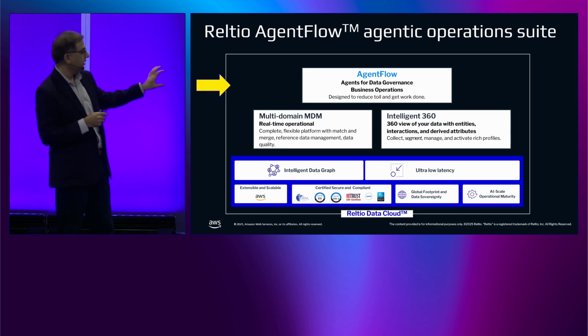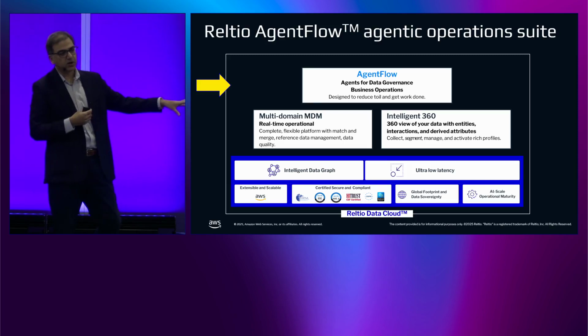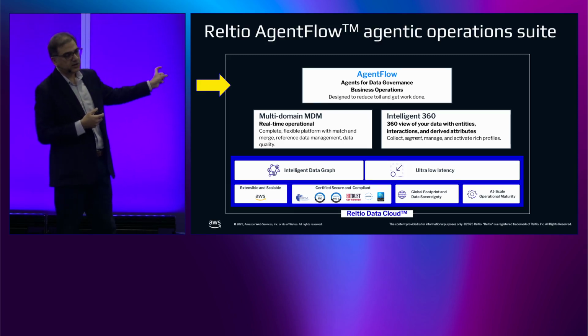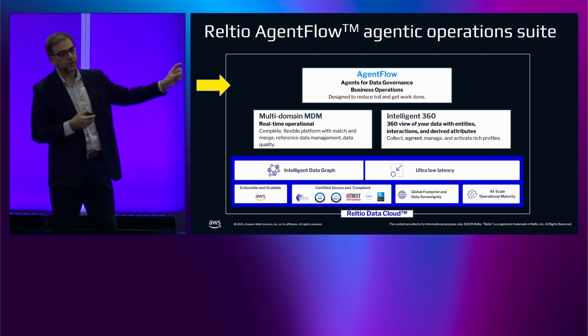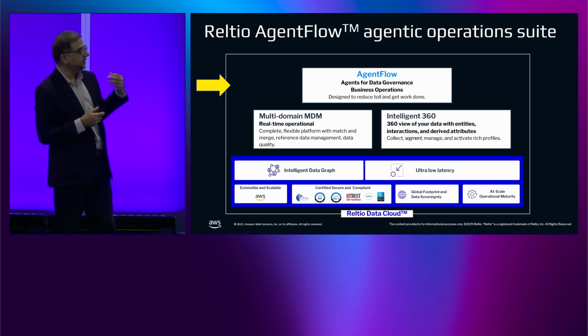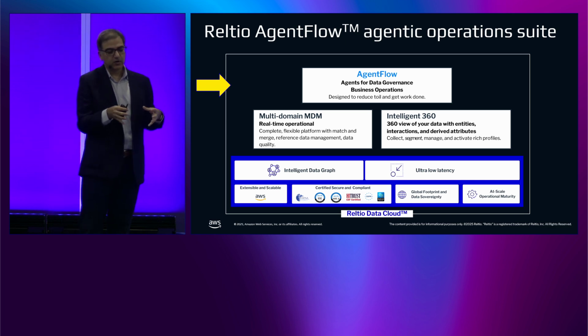The way to think about it is that multi-domain MDM encapsulates everything that has to do with entity information. And then if you add behaviors, if you wrap that around to build a true 360 in real time, that's the Intelligent 360 product. And what we're going to talk about today is really the agents, the agent flow, which is the layer on top of these two capabilities that delivers fully functional agents in two regards. The first agent, and I'm going to show you a demo of both, the first class of agent, is for managing data itself.